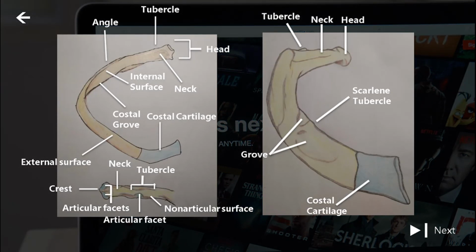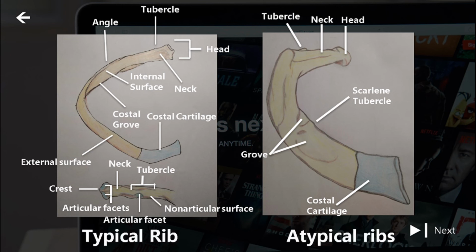Our ribs can also be classified as either typical or atypical. Ribs 3 to 9 are the typical ribs, and the major landmarks are the head, tubercle, neck, and the body. The head is expanded and typically presents two articular surfaces separated by the crest. The neck is a short, flat region of bone that separates the head from the tubercle, and the tubercle projects posteriorly from the junction of the neck with the shaft and consists of two regions, which are the articular part and the non-articular part.